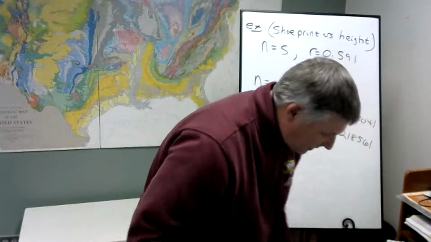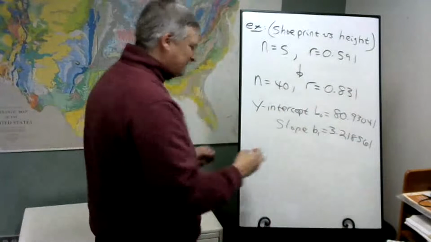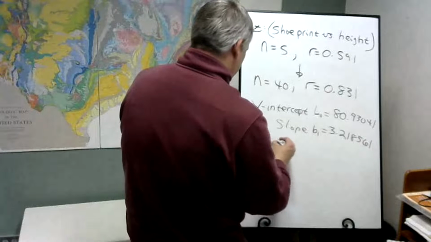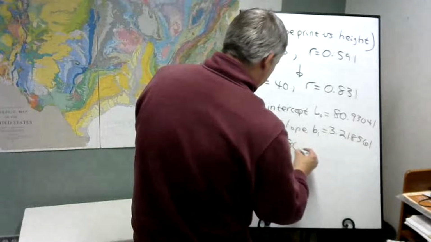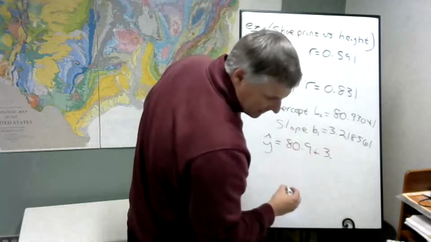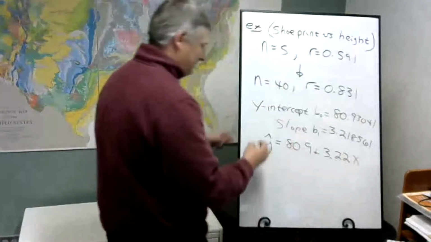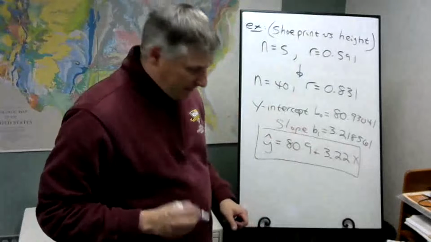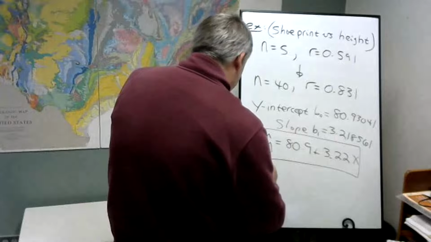And so that means for our line, and they round it off here in the text, but we're going to get y hat is going to be about 80.9 plus 3.22x. And again, this would come from a computer. Or put another way, height. And this is the idea.